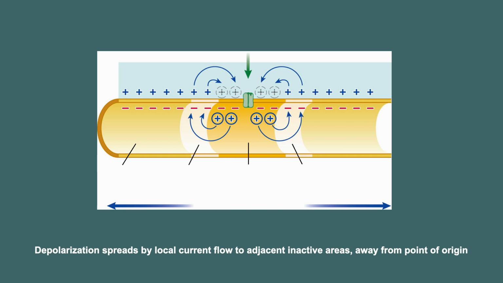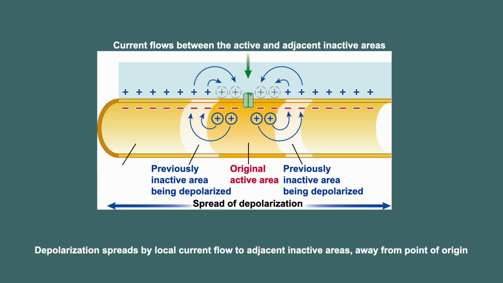That local current, or that depolarization, flows between the active and the adjacent inactive areas, which results in depolarization of the previously inactive area. So in this way, that depolarization spreads a little away from its point of origin.